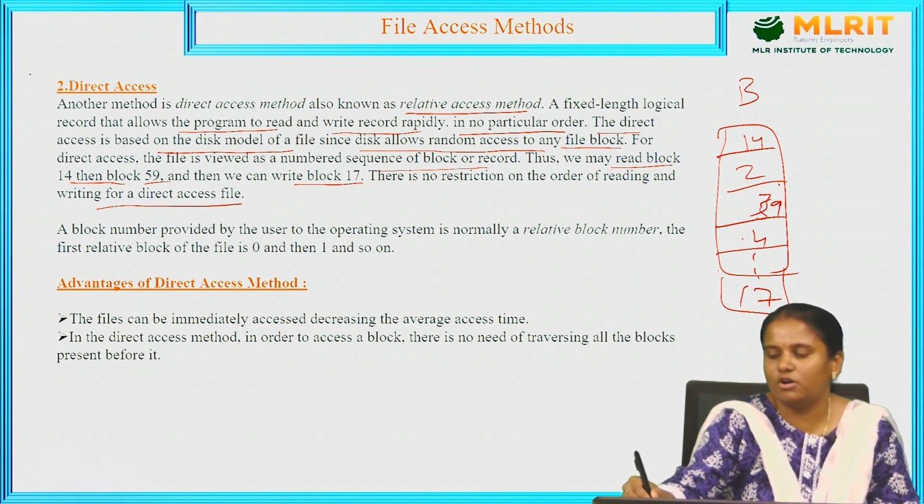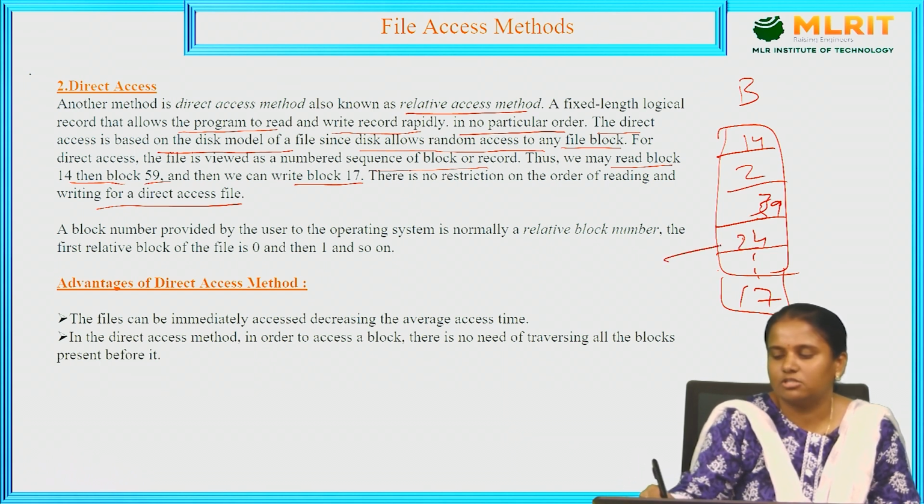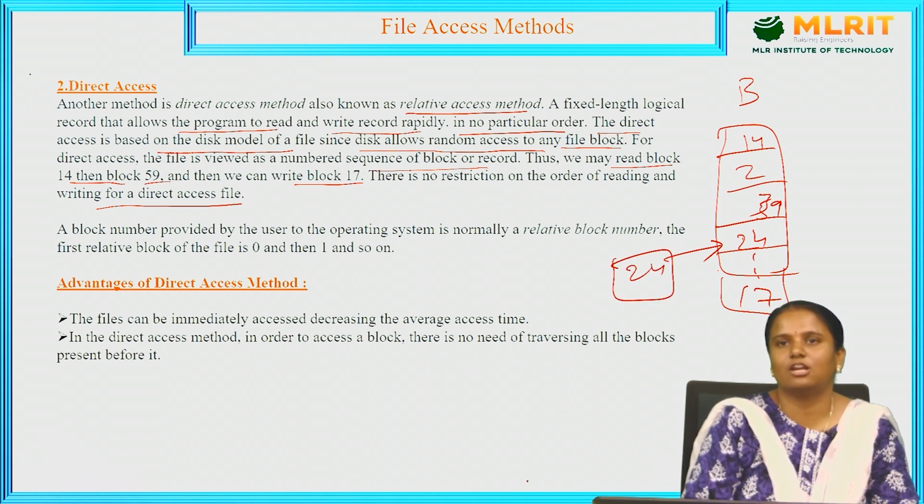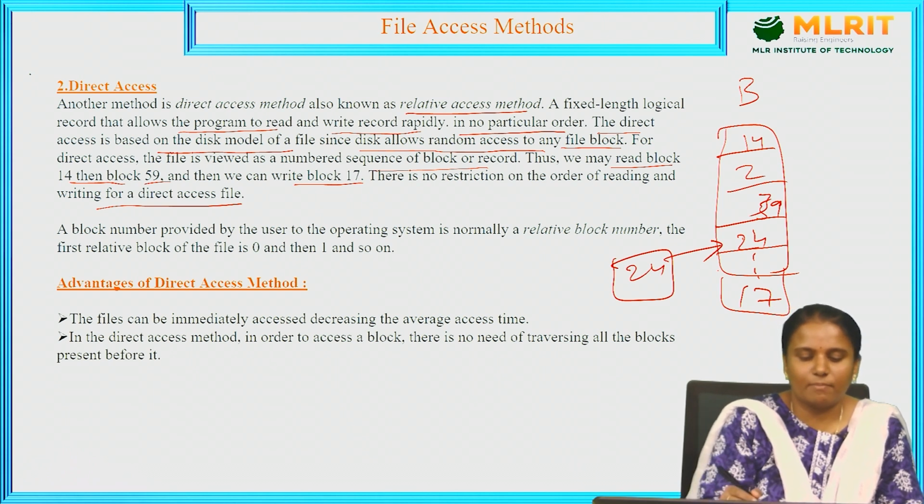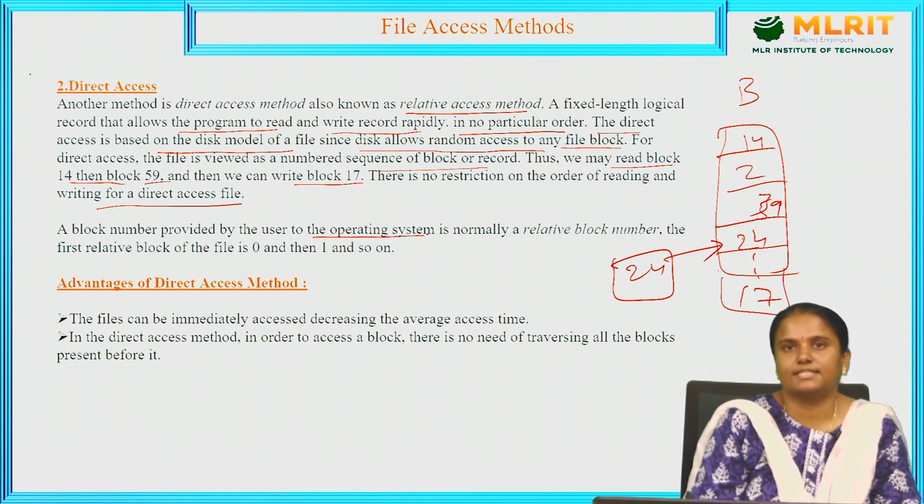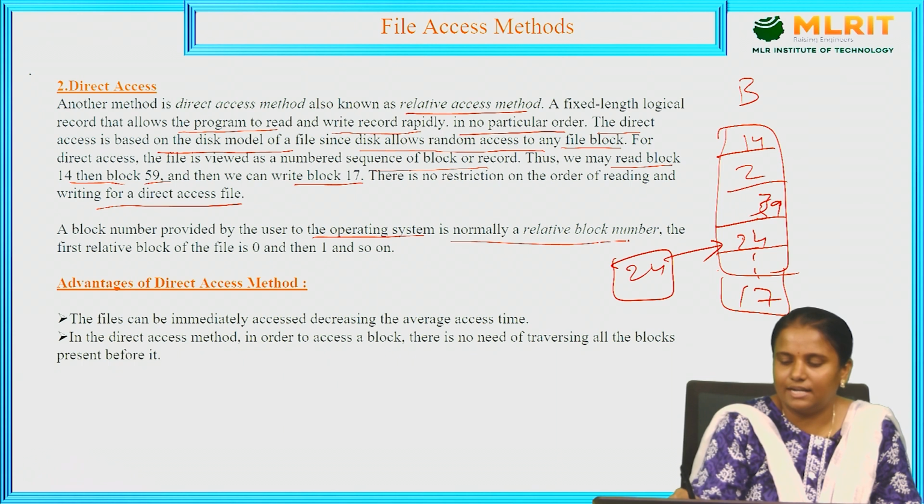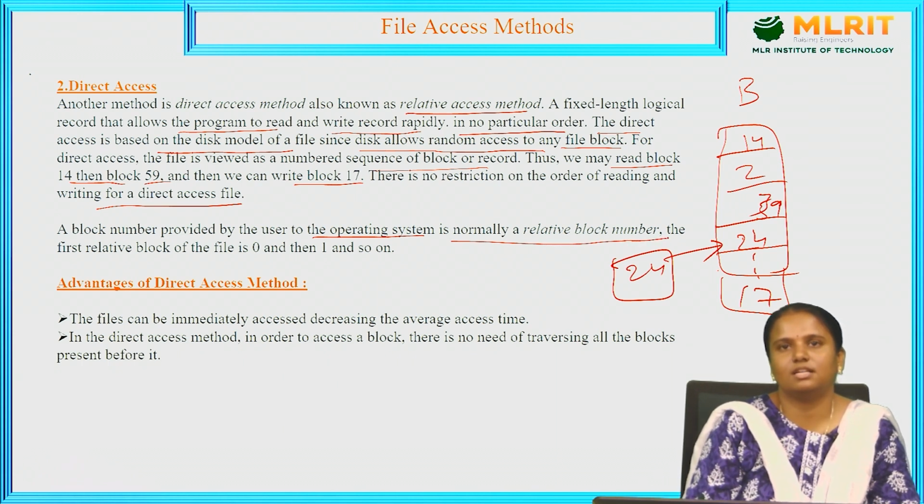Suppose I want to find file 24. It goes directly to 24 and finds the file. There is no checking in serial order, whether the file is in 14 to 39. It goes directly to 24 and we can perform the read or write operation on file 24. This is how we find the file directly using the direct access method. A block number is provided by the user to the operating system. It is normally a relative block number.